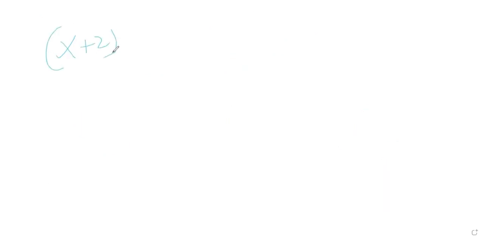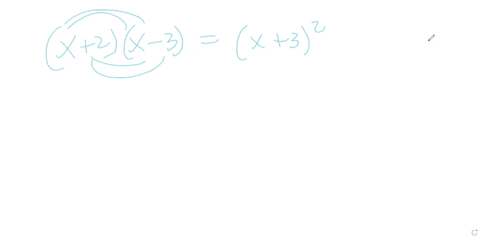Here we go. (x plus 2) times (x minus 3) equals (x plus 3) to the power of 2. How about you guys distribute? And on the right, you know how it says x plus 3 squared? Just pretend it says (x plus 3) times (x plus 3) and distribute that as well.